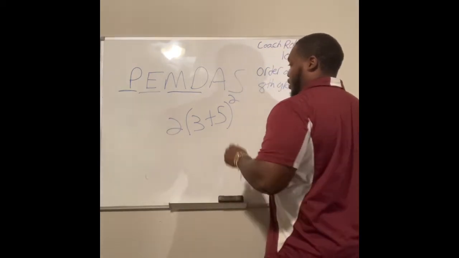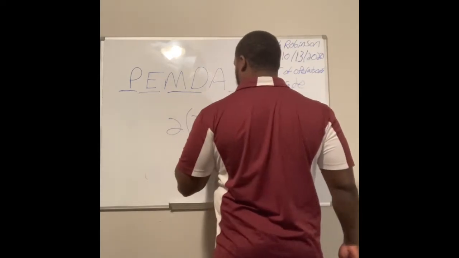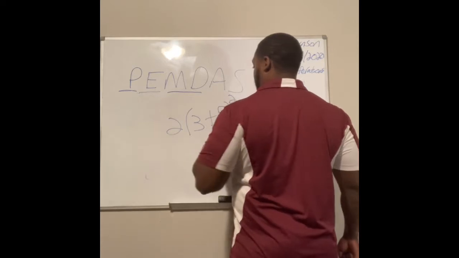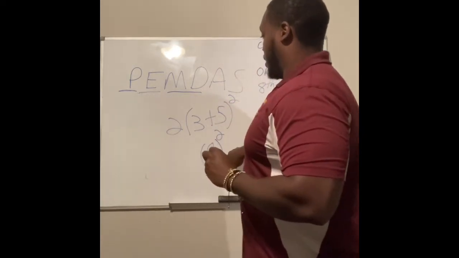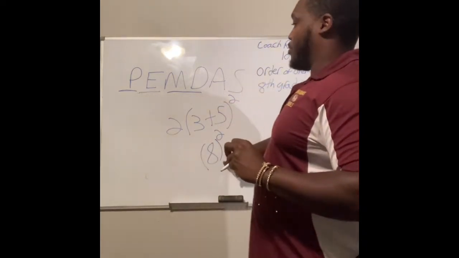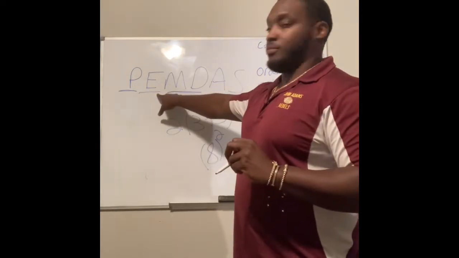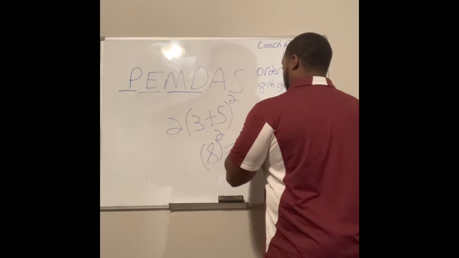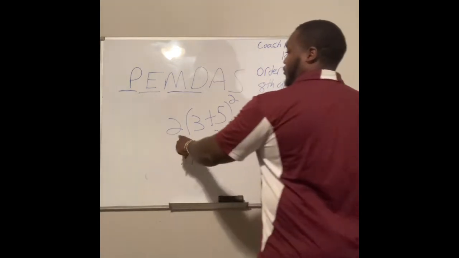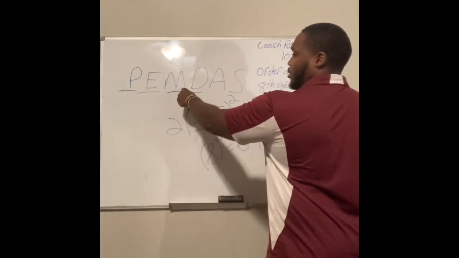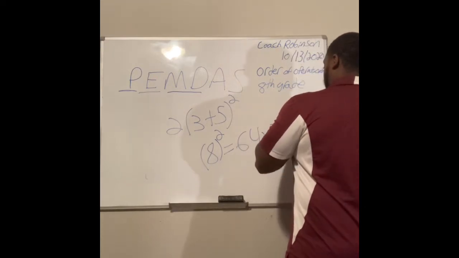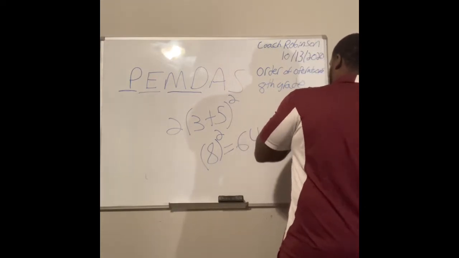So we know that 3 plus 5 is 8. Now, we have 8 squared. The next operation is the exponent, right? So 8 squared is 64. And now, finally, we're going to multiply by 2. And 64 times 2 is 128.